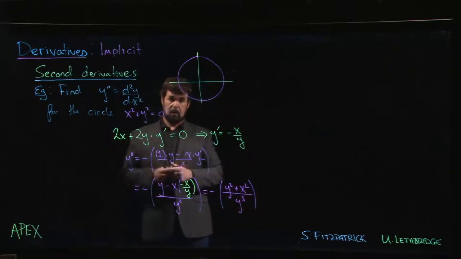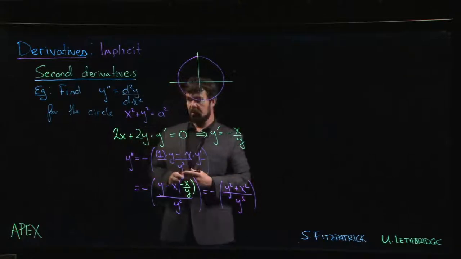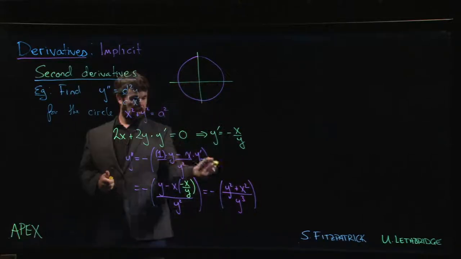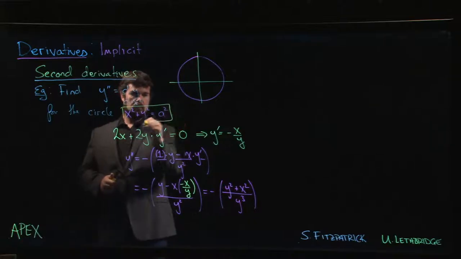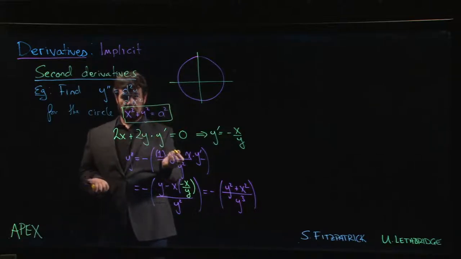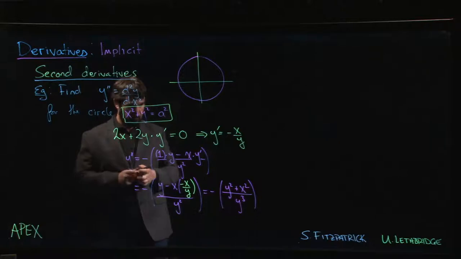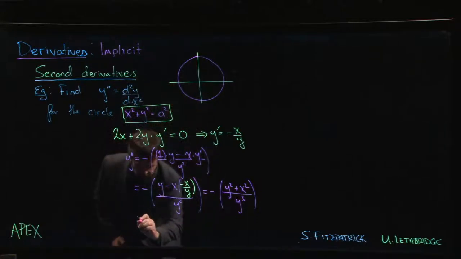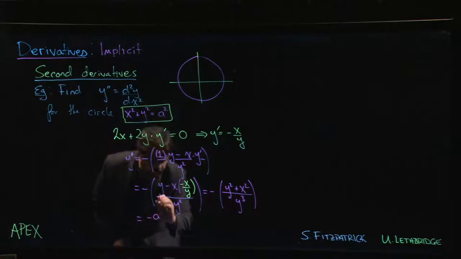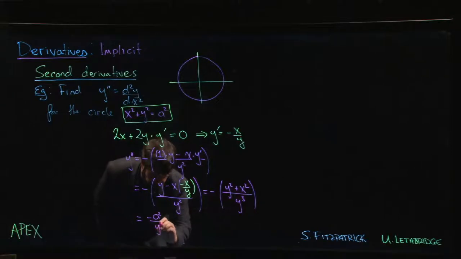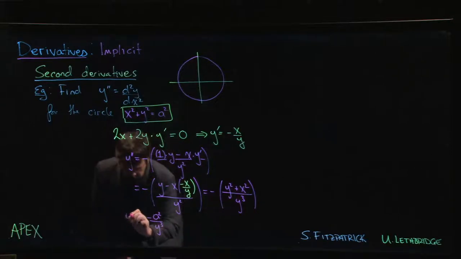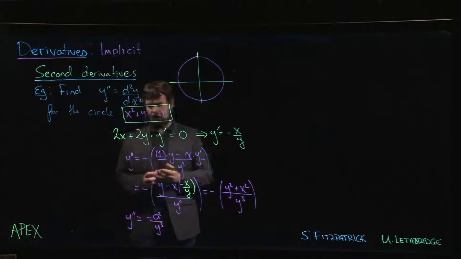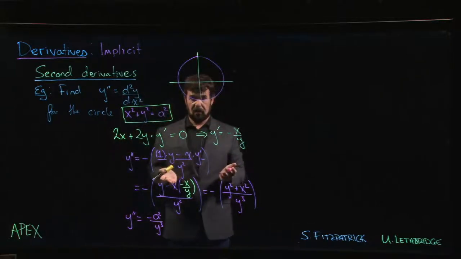Now that's a little bit nicer looking, but in fact you can go one step further because we knew at the outset that x squared plus y squared is a squared, right? That's the equation of our circle. So we can finally put that in, and we actually get a fairly nice looking equation in this case: minus a squared over y cubed is the value of y double prime. Okay? So that's the answer that we get in this case.